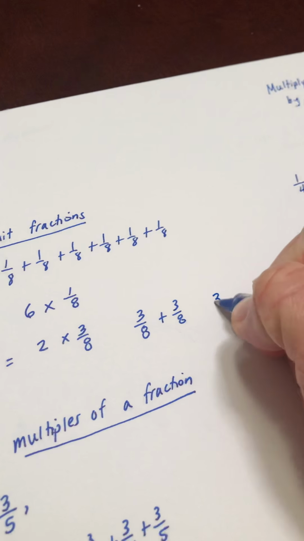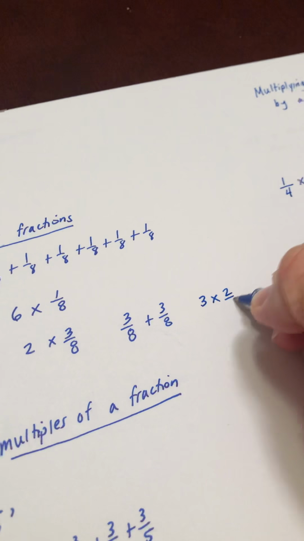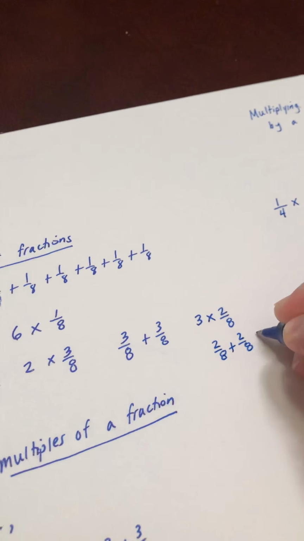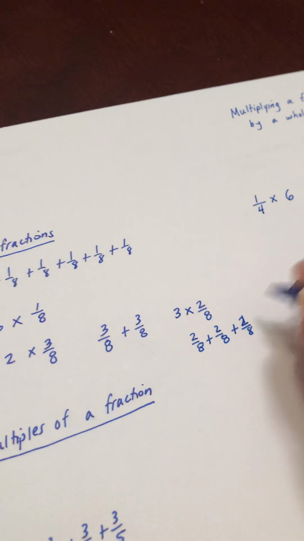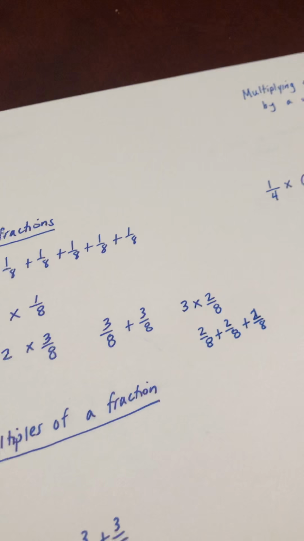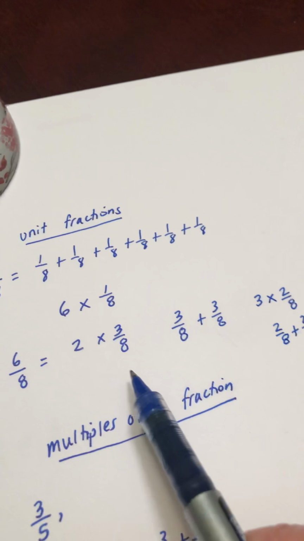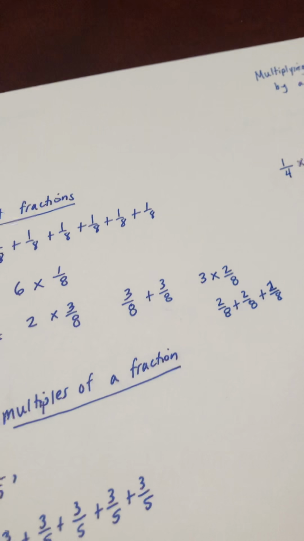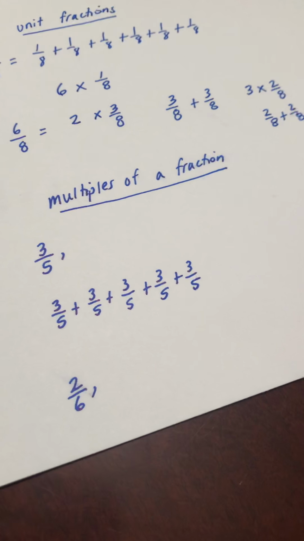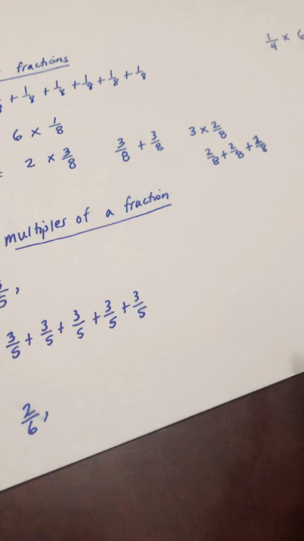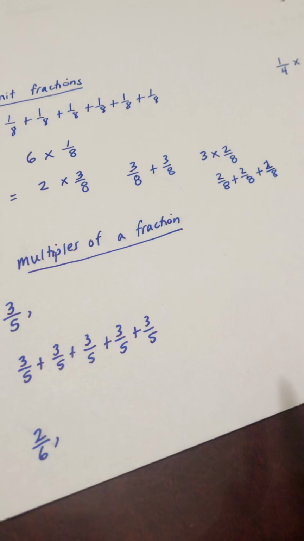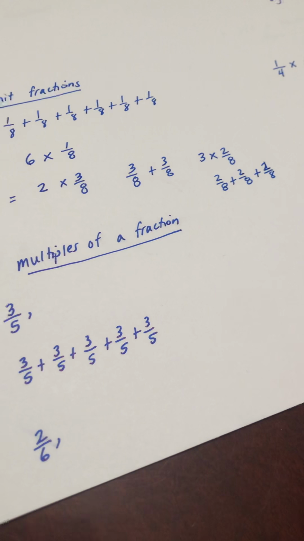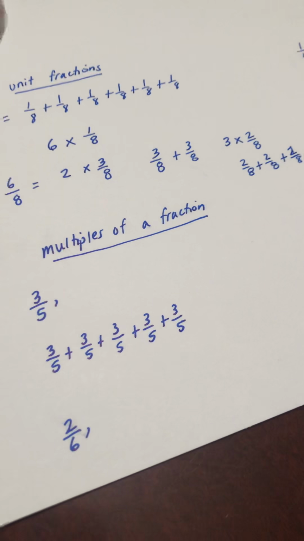We could also do that as 3 times 2/8, which is the same as 2/8 plus 2/8 plus 2/8. 2, 4, 6. So 6/8, whether we use a unit fraction or whether we use a multiplier of some other fraction of eighths. Which brings me into our next concept, which is multiples of a fraction. So we learned about multiples back in our very first unit when we did multiples and factors. Multiples are what you get when you multiply.